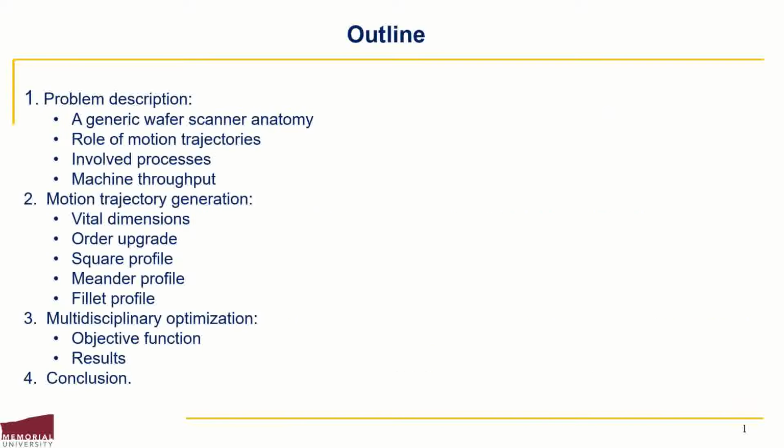In this presentation, we start by describing the problem at hand, where the anatomy of a generic wafer scanner is presented, followed by the role of motion trajectories, which is then highlighted. Looking at the involved processes, we pick one specific process related to the expected machine throughput. Next, we consider the making of motion trajectories, accompanied with vital dimensions and terminology to consider. Then the reasons for considering higher order motion profiles are discussed, followed by 3 proposed motion profiles. Later, a multidisciplinary design optimization framework is looked at along with the associated objective function and the results obtained. We end this talk by stating some concluding remarks.